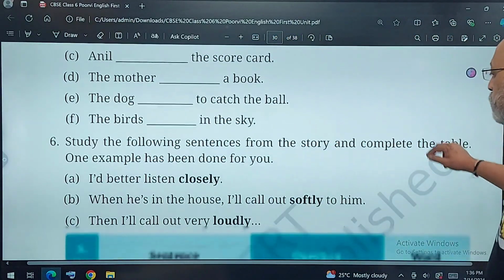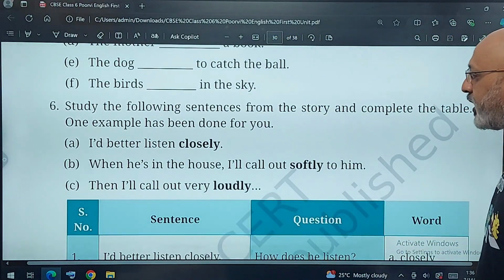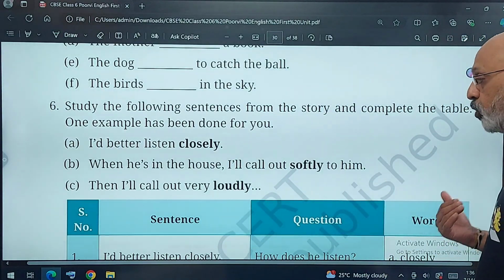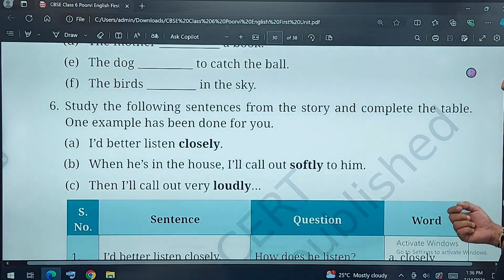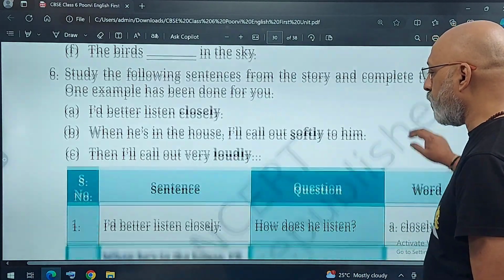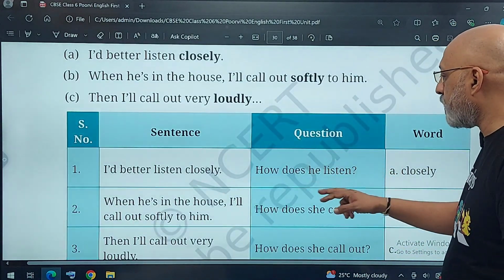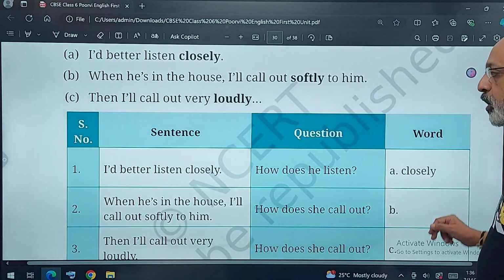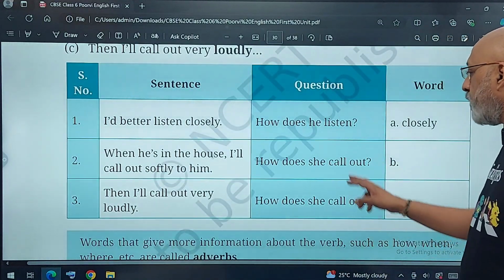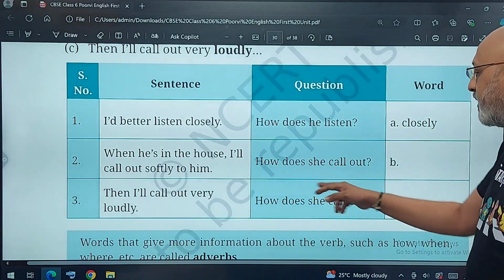Study the following sentences from the story and complete the table. One example has been done for you. I had better listen closely. When he is in the house, I will call out softly to him. Then I will call out very loudly. I had better listen closely. How does he listen? Closely, yani ki dhyan se. When he is in the house, I will call out softly. Does she call softly? Then loudly.